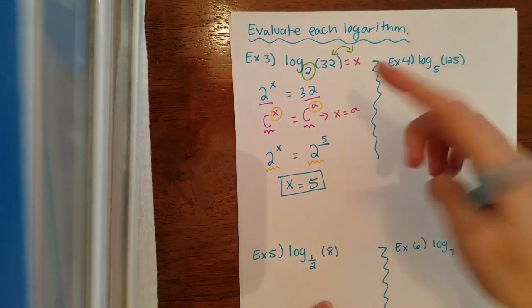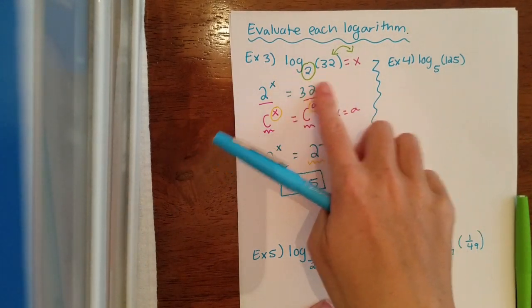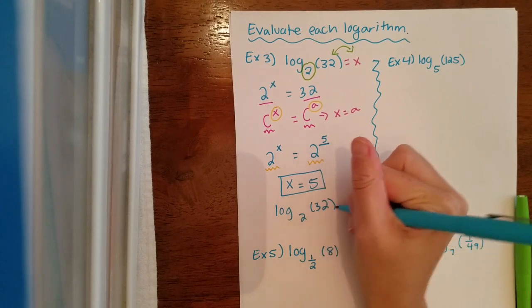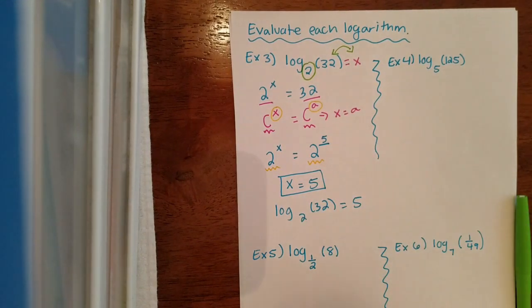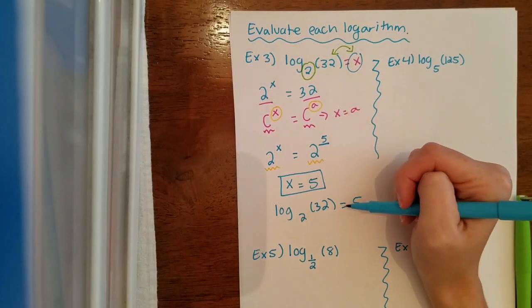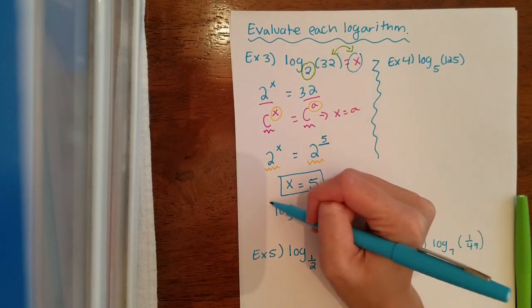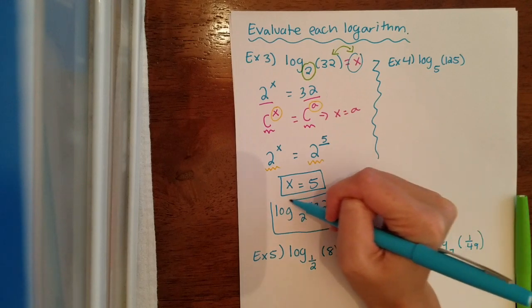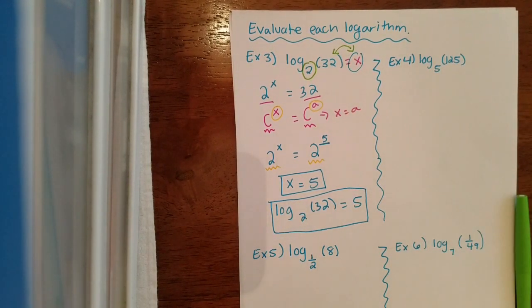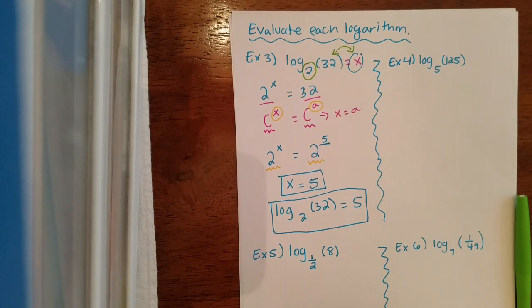Okay, so all that means x is what the log equals. So secretly, log base 2 of 32, all that is a 5. That's what you just solved for. You solved for x, which is 5. So for your final answer, I would accept x equals 5 or log base 2 of 32 equals 5. Either way. Alright, so example 3 is finished.